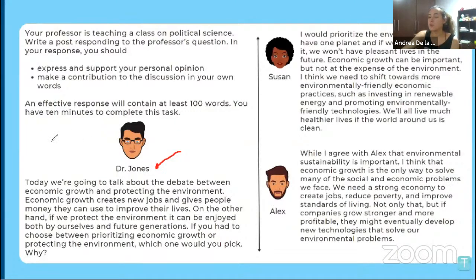So what you guys are going to do is you're going to go directly to the last part of this post, and you're going to read the last sentence, which is generally going to be the question. Okay, guys? This is the main question. It says, if you had to choose between prioritizing economic growth or protecting the environment, which one would you pick? Why? That is the real question. So that is everything you'll read initially.